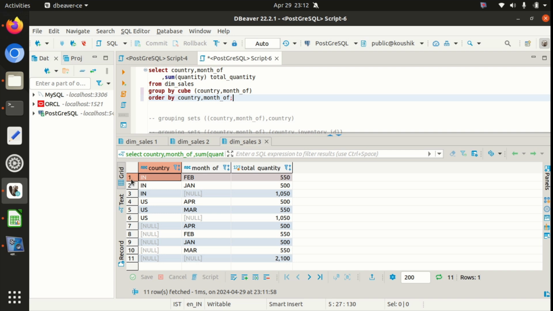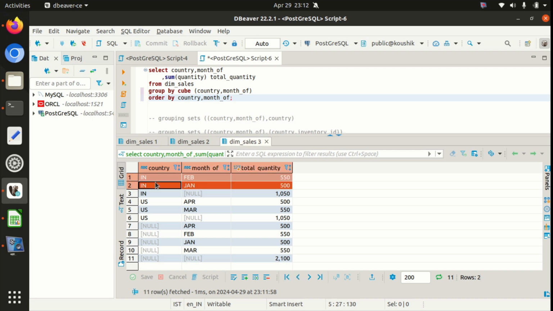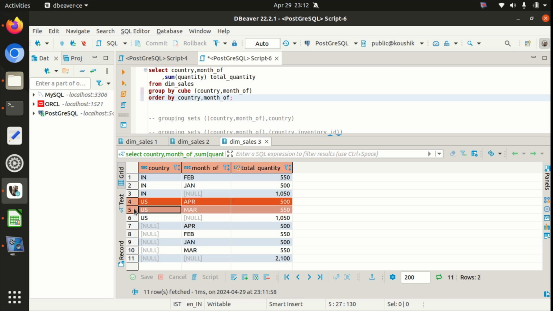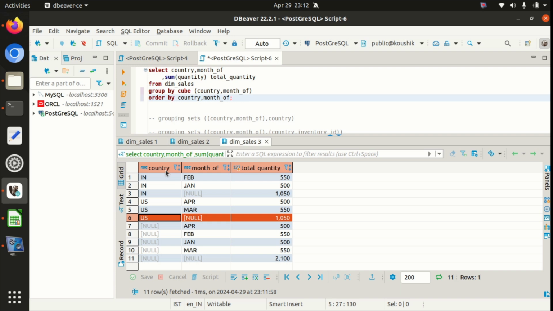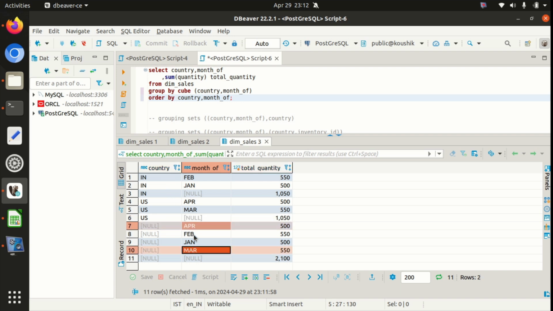We can see the first row is saying the data grouped by country and month, and the third row is telling that it is a subtotal. We can treat it as a subtotal, and it is grouped by country only. Similarly, the fourth and fifth rows are the group by of country and month, and the sixth row is again the group by of country only. Rows 7, 8, 9, 10, these four rows are basically the grouping of data per month, irrespective of the country.